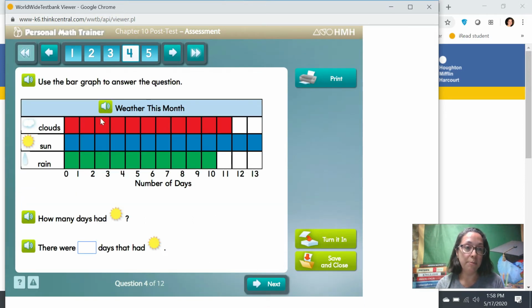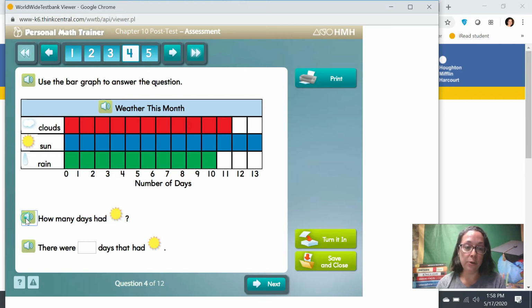All right. Number 4. So now we have a different type of graph. Use the bar graph to answer the question. Esta vez tenemos una gráfica de barras para responder a las preguntas. Weather this month. Okay, so este se trata del clima este mes, and here it says clouds, so días que estaban nublados, sun, días que estaban soleados, rain, días que estaban lluviosos, and then down here it says number of days, so each little box is how many days had that weather. Cada cajita representa cuántos días tenía ese tipo de clima.